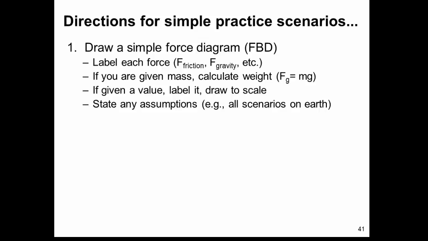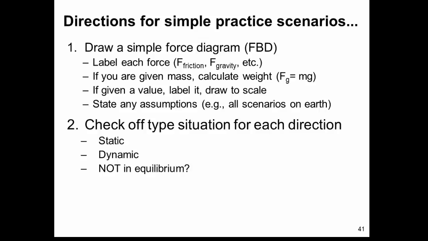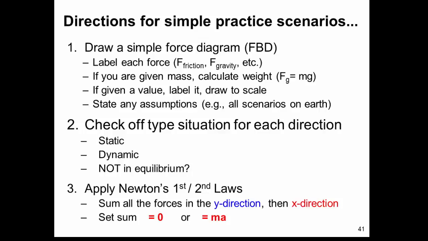If we're given a mass, calculate its weight. If we're given values, we're going to label and draw to scale. State any assumptions. And then for each situation, I want you to take a look at it and think about it and just state whether it's in static or dynamic equilibrium or not in equilibrium. In other words, it's accelerating. If you're not sure what it's doing, check off not in equilibrium, because you'll figure out later whether or not it is. And remember, we're actually looking at this in 2 dimensions, so we're going to have to do this in the x direction and in the y direction. So once we've done that, then we can apply Newton's first, second, or third laws and sum up the forces in each direction and see what happens.